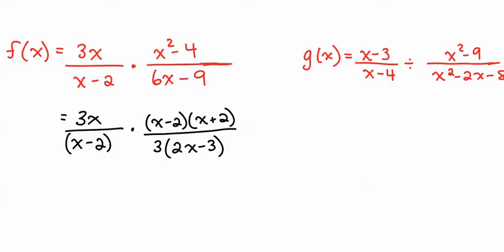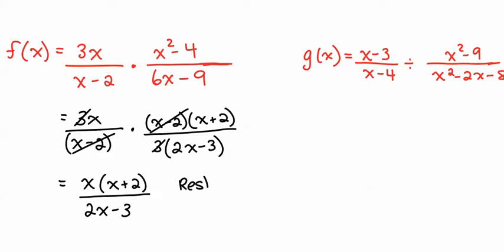So when I go to cancel, I'm just looking for things that are the same on the top and bottom. So the x minus 2's can cancel, and my 3's can cancel out. So then on the top, I'm left with x times x plus 2, and my denominator is just 2x minus 3. And there's nothing else I can cancel. And if I want to say my restrictions, x cannot equal 2 from this guy here, and then from this bracket, x cannot equal 3 over 2.